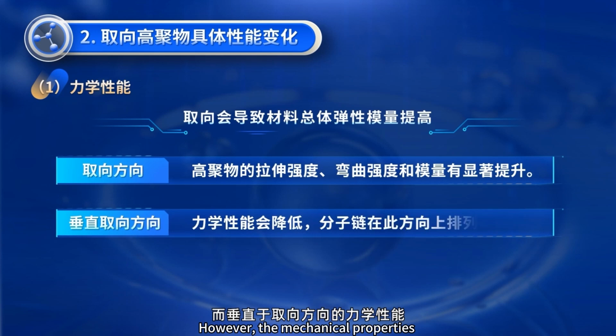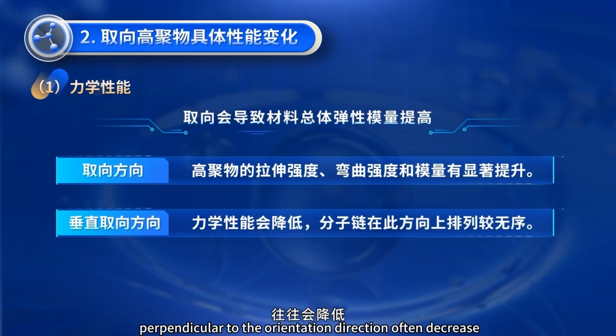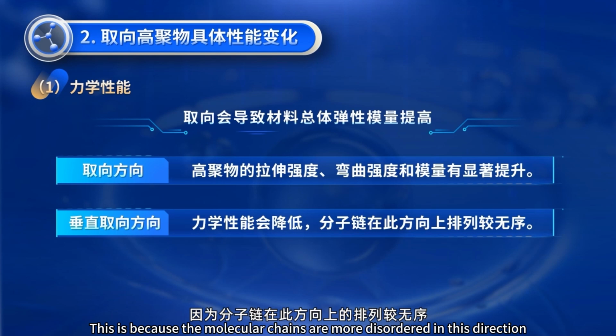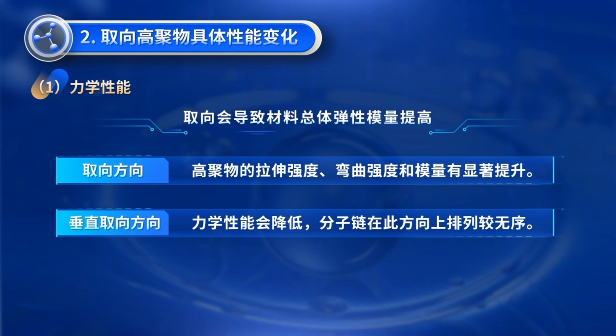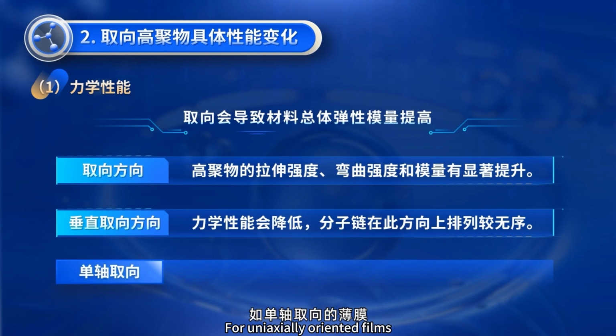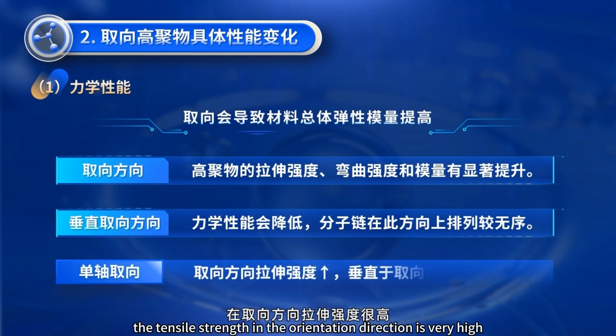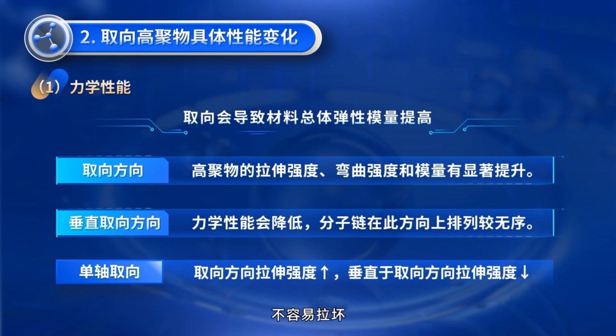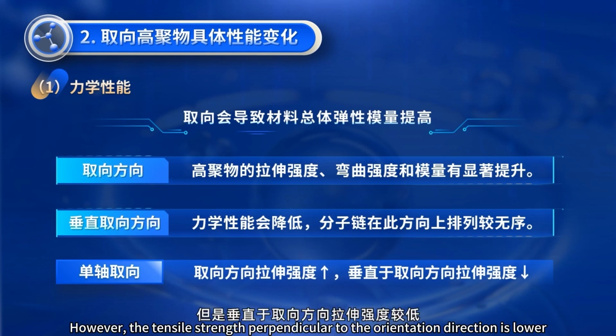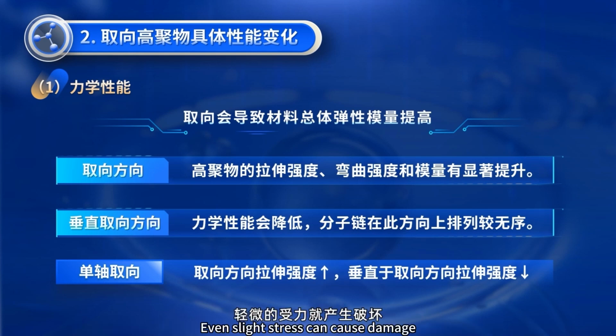However, the mechanical properties perpendicular to the orientation direction often decrease. This is because the molecular chains are more disordered in this direction. For uniaxially oriented films, the tensile strength in the orientation direction is very high. It is not easily damaged. However, the tensile strength perpendicular to the orientation direction is lower. Even slight stress can cause damage.